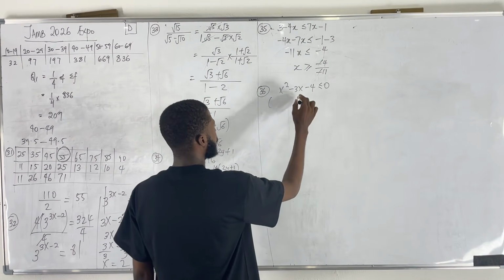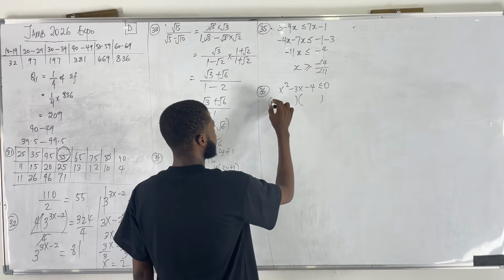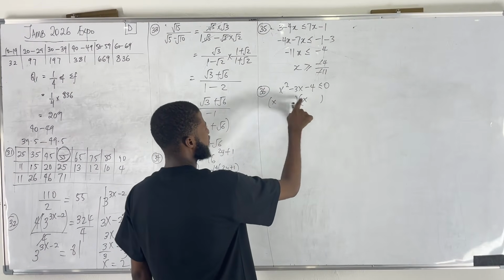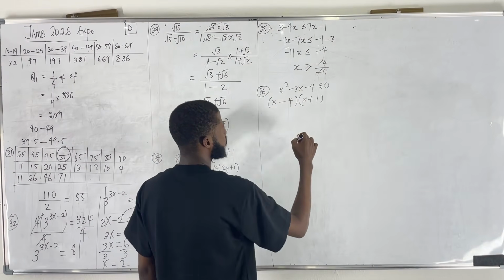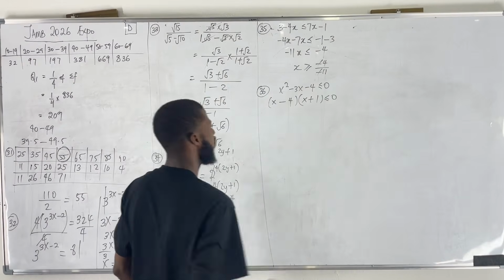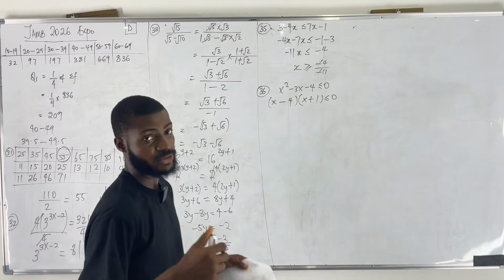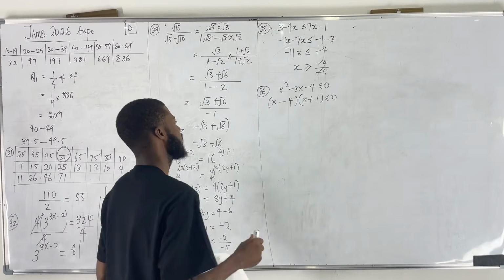So you're going to make two brackets. This is x and this is x, because x times x is x squared. Now the numbers were minus 4 and plus 1. Then you put less than or equal to 0. So we have factorized it. Learn factorization, learn quadratic factorization, you need it.